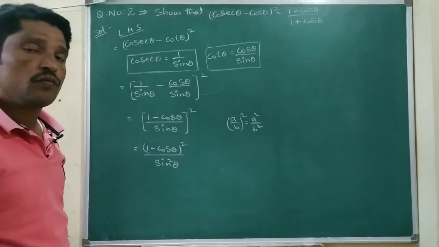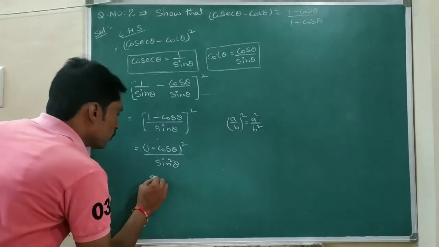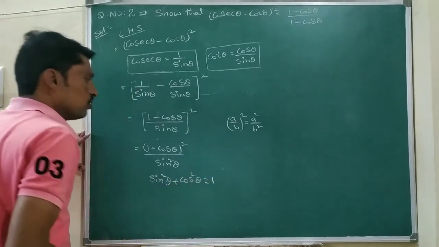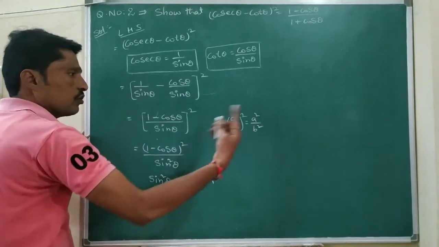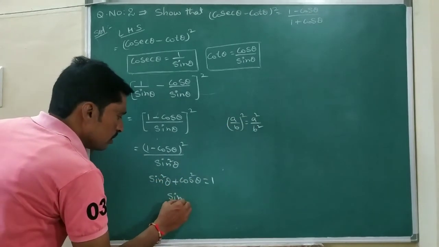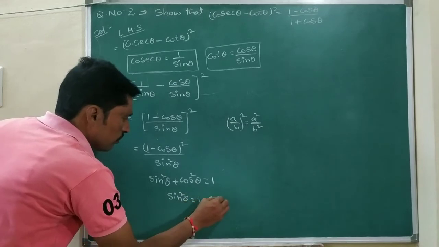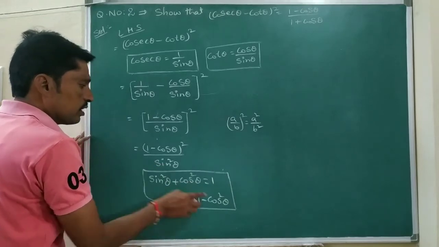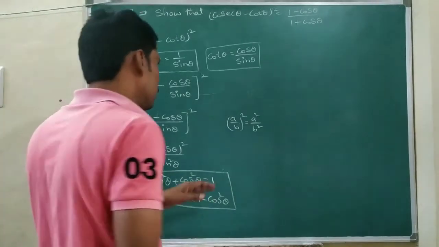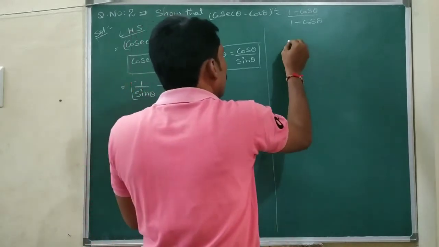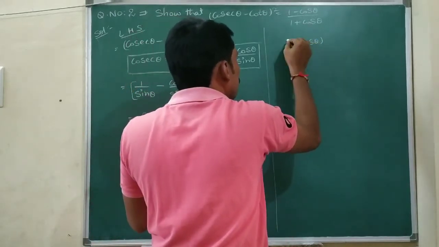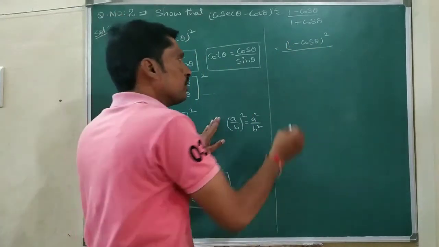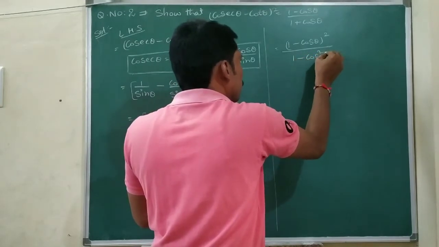We know the identity. What is that identity? sin square theta plus cos square theta equals 1. We can transpose cos square theta to the right, and we get sin square theta equals 1 minus cos square theta. So here, instead of sin square theta, we can write 1 minus cos square theta. So here, (1 minus cos theta) whole square by (1 minus cos square theta).